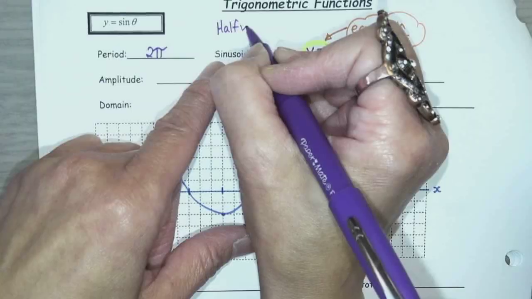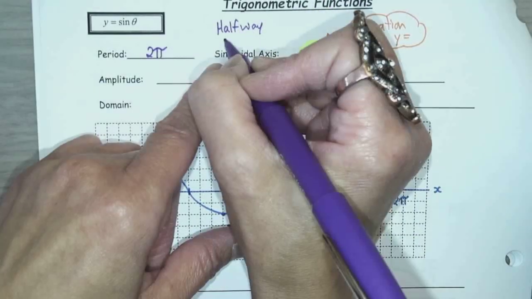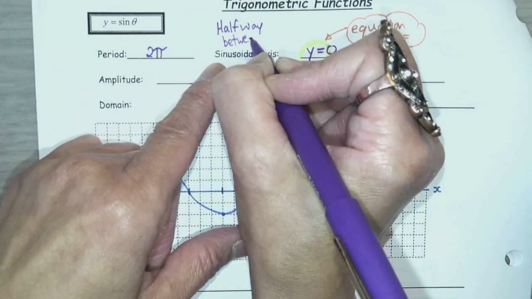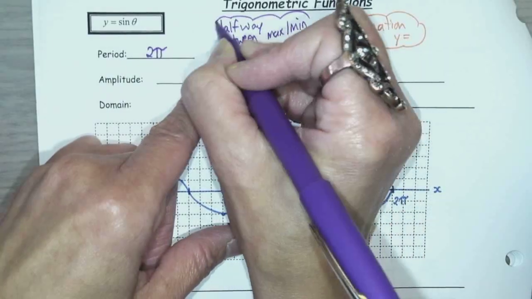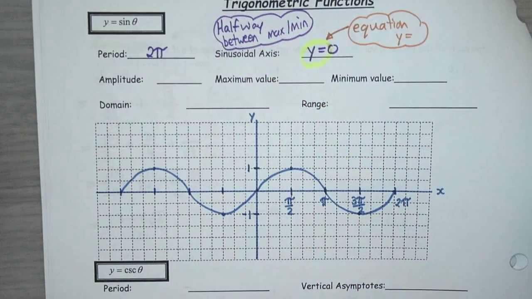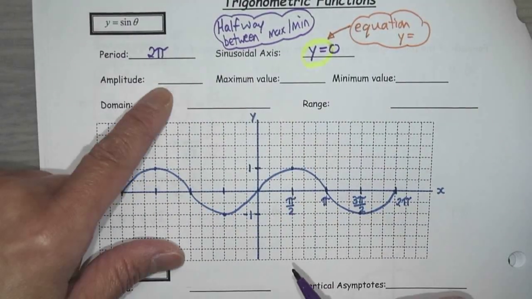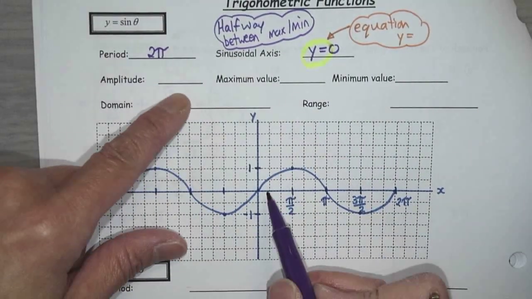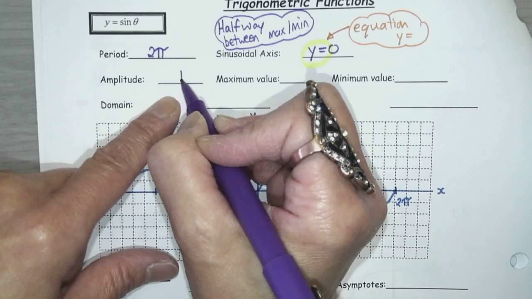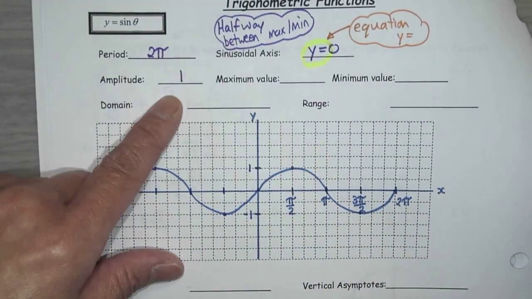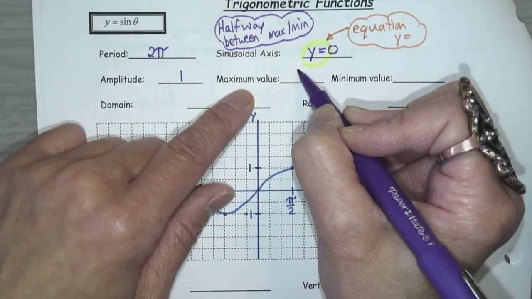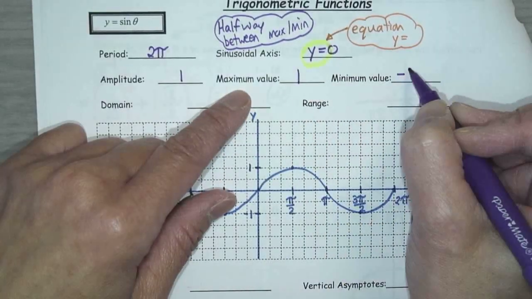Halfway between max and min. So if you're forgetting your definitions, the sinusoidal axis is halfway between the max and min. Amplitude is how far up from the axis it goes, which is 1, and how far down it goes, which is 1. So the amplitude is 1. The max value is 1. The min value is -1.